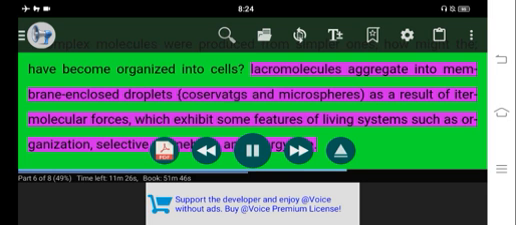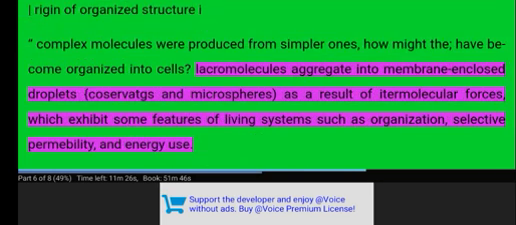Macromolecules aggregate into membrane-enclosed droplets, coacervates and microspheres, as a result of intermolecular forces, which exhibit some features of living systems such as organization, selective permeability, and energy use.